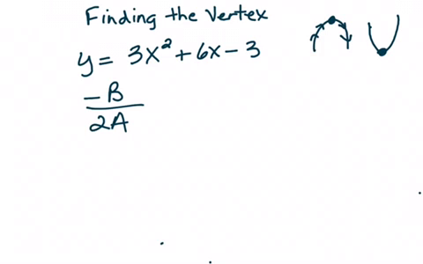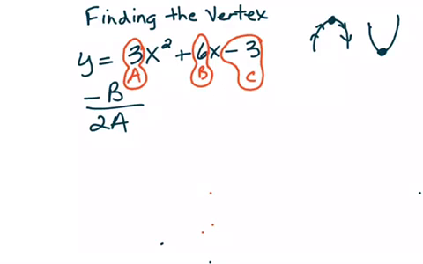Now let me show you what the a and the b and the c is. In this equation, the number in front of the x squared is called the a. And we don't say 3x squared, we just say 3. The a is 3. The b is 6. It's not 6x, it's just 6. And the c is negative 3. You've got to put these signs. The reason I didn't circle this is because it's automatically positive.